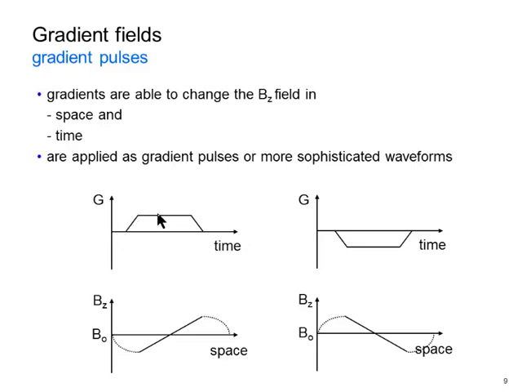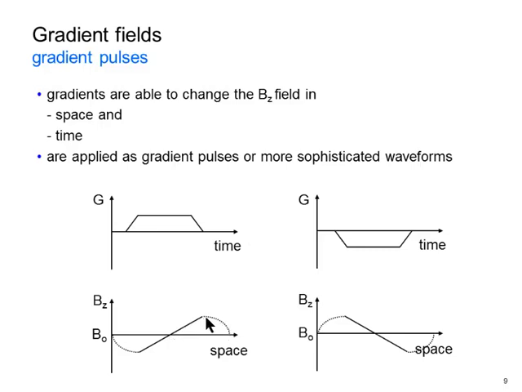We ramp it up, we keep it constant, we ramp it down. If we change the amplitude or the sign, it looks like this. What happens in the field? If this gradient is stationary, the field is changing linearly, and this point where no field contribution is generated by the gradient coincides with the isocenter of the magnet system.